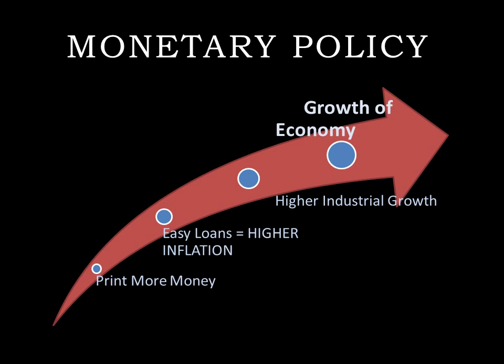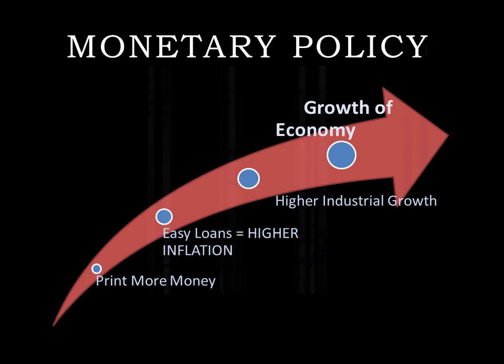This is how ideally a monetary policy would work. The banks would print more money, which would lead to easier loans. Easier loans for the industry would again lead to higher industrial growth since they'll invest more money in their development. All in all, this would lead to growth in the economy.